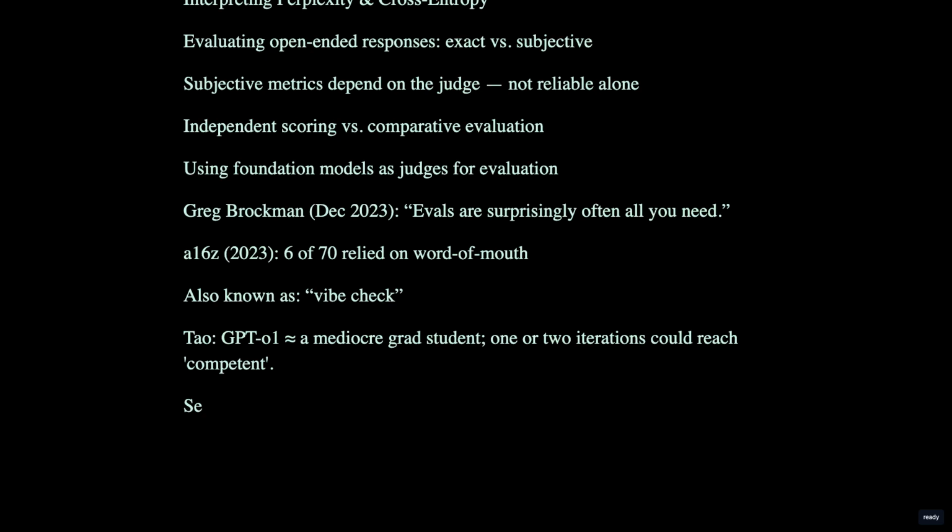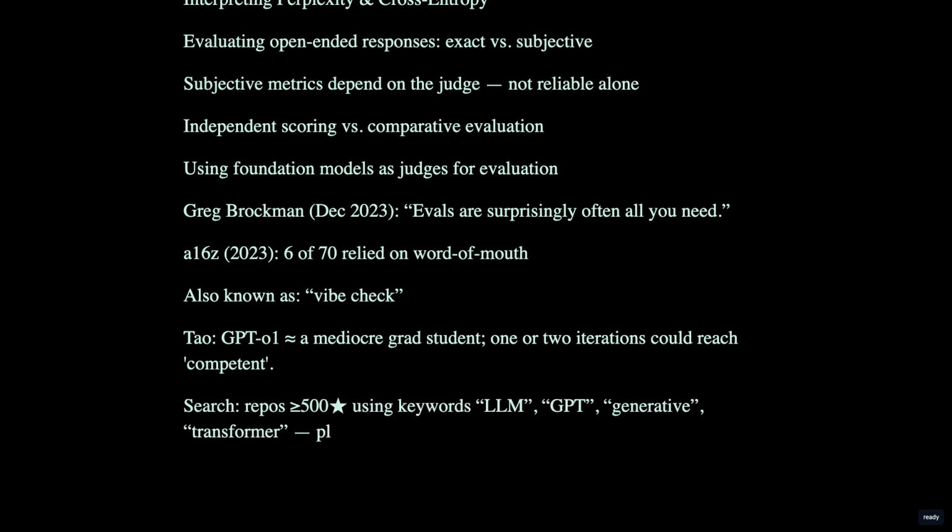I filtered GitHub repositories by requiring at least 500 stars and searching for the keywords LLM, GPT, generative, and transformer. To catch projects that the keyword search might miss, I also collected suggestions from the community via my website.